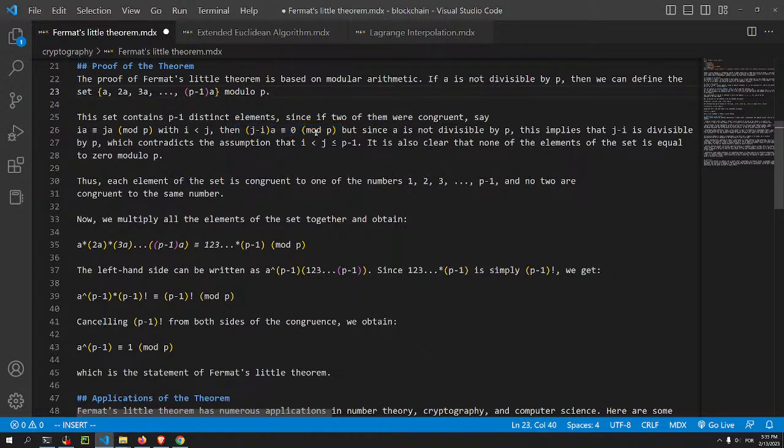So maybe what I would do is explain this here. So he's saying that all the elements are distinct because if two of them are congruent, it would mean this, which would, the consequence would be this.